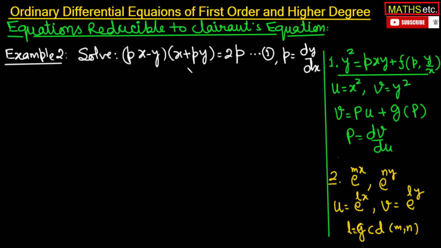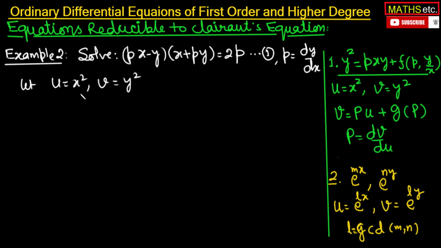Okay, this one is not Clairaut's equation, but we can use a suitable transformation to reduce it into Clairaut's form. Now, we are not doing it here, but if we rewrite it, we can see that we can convert it into this form: y square equal to p multiplied by xy plus some function of p and y by x, right? So straight away, we are taking these transformations. We let u equal to x square, v equal to y square.